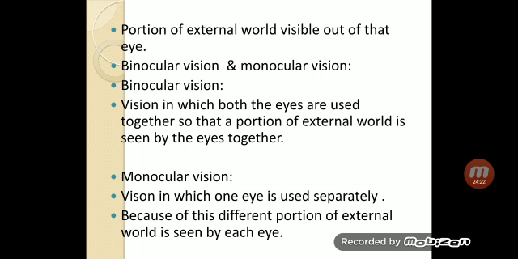Next, moving on to the field of vision. This field of vision is nothing but a part of the external world seen by one eye when it is fixed in one direction. It has two types, binocular vision and monocular vision. Binocular vision is vision in which both the eyes are used together so that a portion of the external world is seen by the eyes together. Monocular vision is vision in which each eye is used separately. Because of this, a different portion of the external world is seen by each eye.